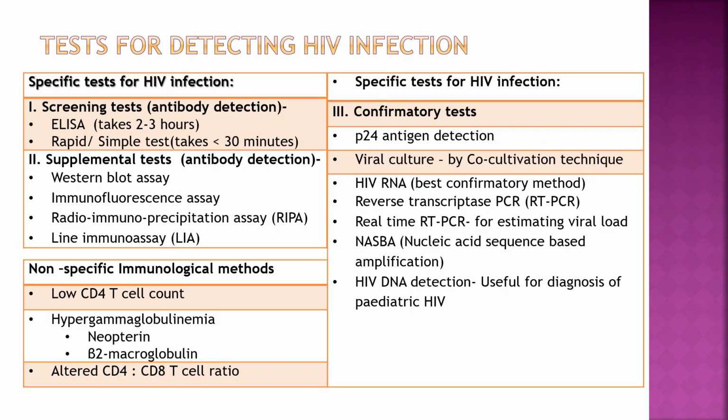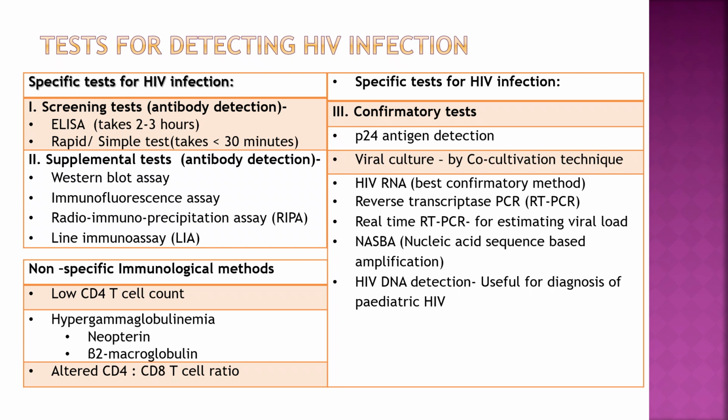Tests for detecting HIV infection. So there are specific tests and non-specific tests. Specific tests are divided into screening test, supplemental test, and confirmatory test. Screening test is antibody detection. ELISA takes 2 to 3 hours. Rapid simple test takes less than 30 minutes.